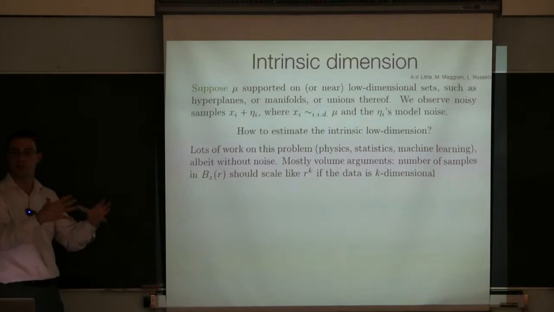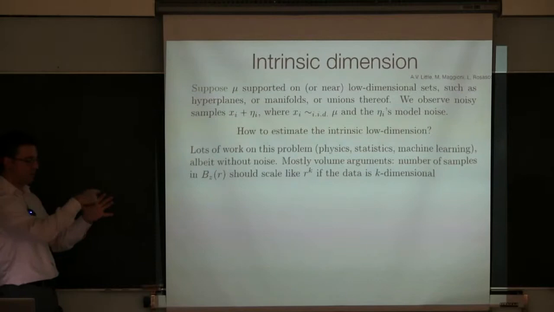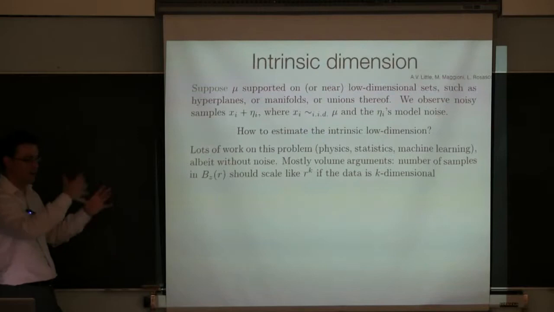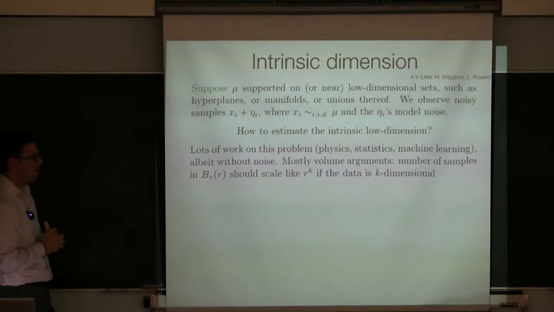So pick a point, pick a radius r, count the number of points in there, pick radius 2r, count the number of points, pick radius 4r, count the number of points, and then fit a polynomial to the number of points that you have as a function of r. The exponent of that polynomial should be your intrinsic dimension.